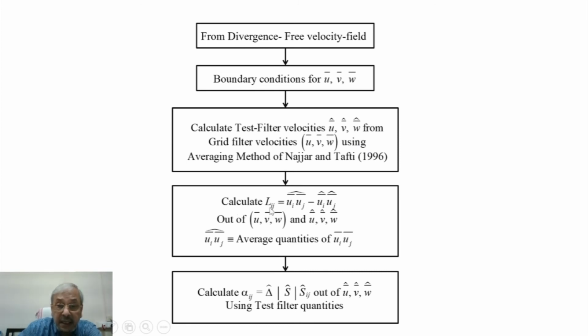How to create test level values, test filter level values, from the grid filter values. Then calculate Lij, which is again Ui Uj averaged over test level minus Ui test level times Uj test level, out of U bar, V bar, W bar, and U averaged over test level, V averaged over test level, W averaged over test level. You calculate Lij, and as we can see, this quantity is the average over Ui bar, Uj bar. From these values, these test level values are created.